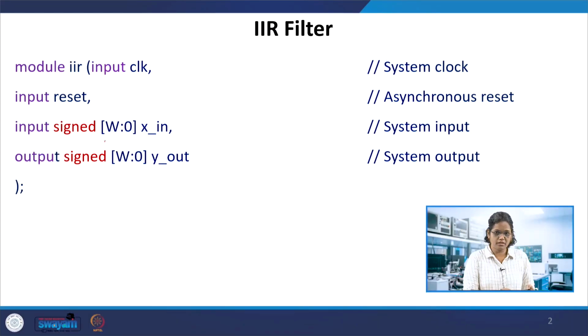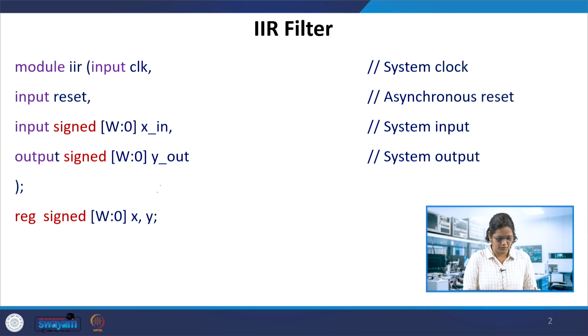The first example which we took is the module of IIR input. It needs a clock like any other sequential system. Input reset is required. Also the input signed, the X input, which is to be given to the filter, and the output of the filter. These are signed, because we'll be dealing with signed inputs as well. After the input output declarations, we'll get into the code module.